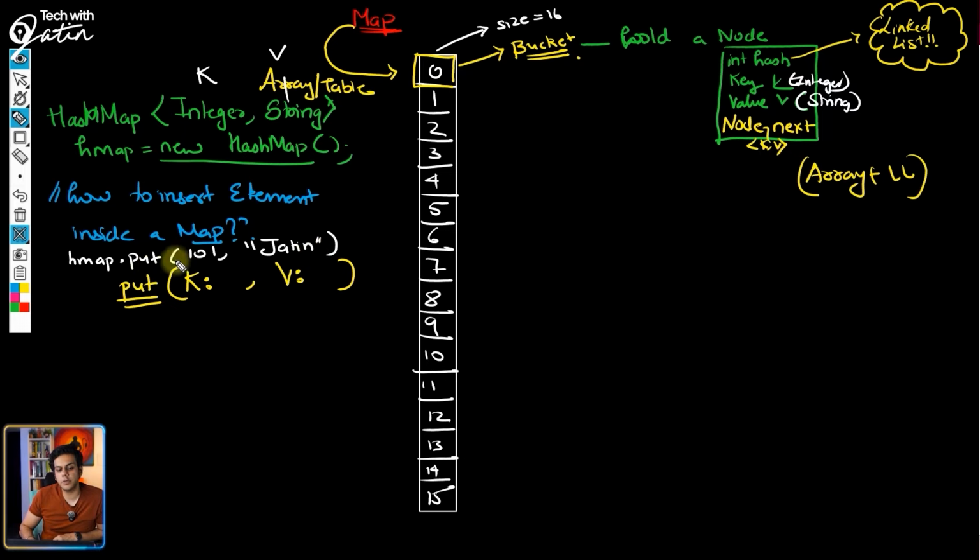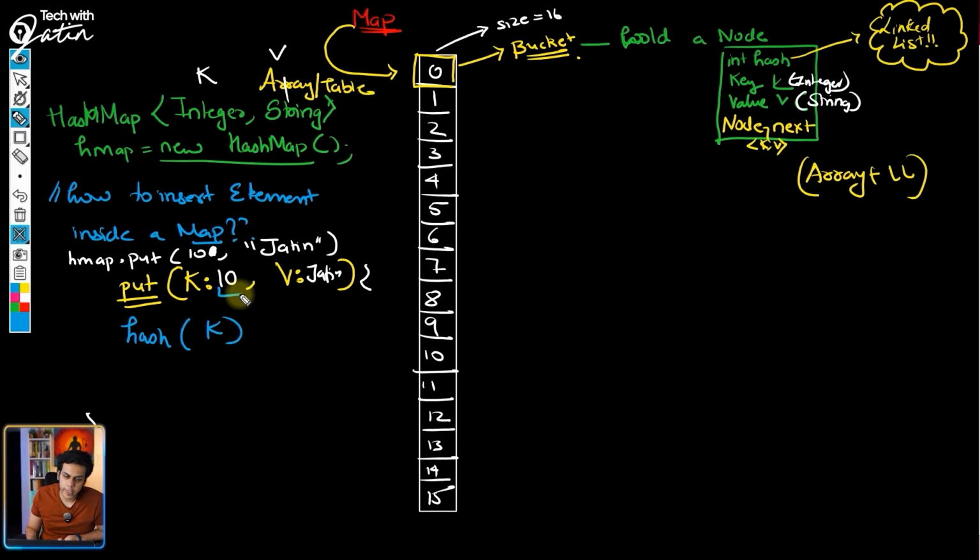Hmap.put 101. Okay, not 101. Let's make it 10. So 10, comma, the value is going to be Jatin. So the key has become 10 and the value has become Jatin. What this put method is going to do is calculate the hash of the key.